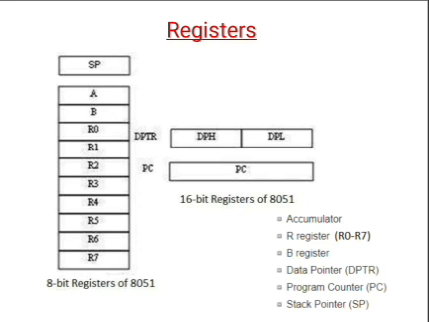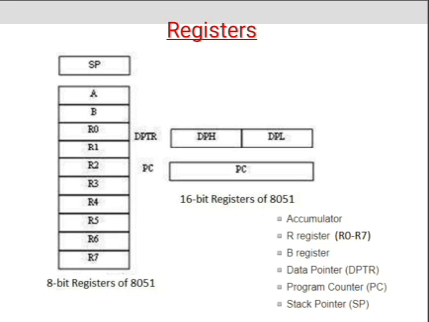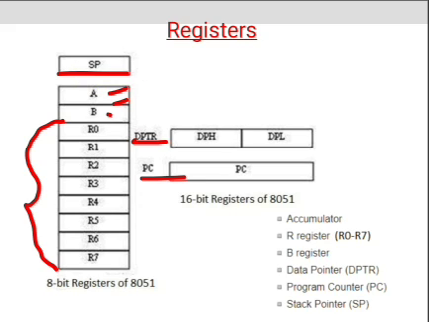And next are the registers. The most widely used registers of the microcontroller 8051 are A, the accumulator, B register, R0 to R7, PC program counter, DPTR data pointer, and SP stack pointer.